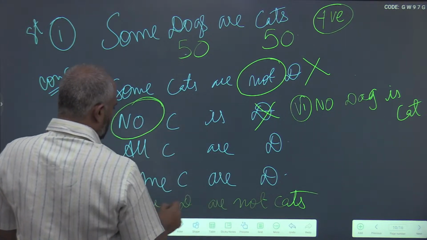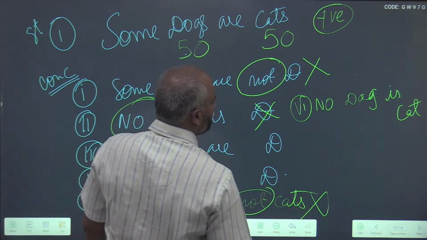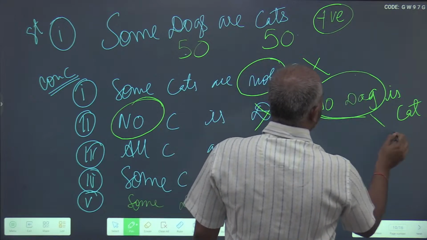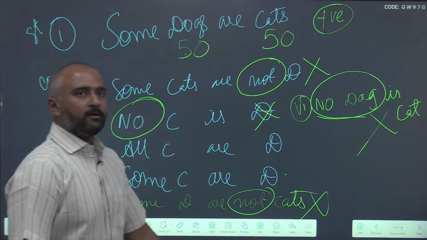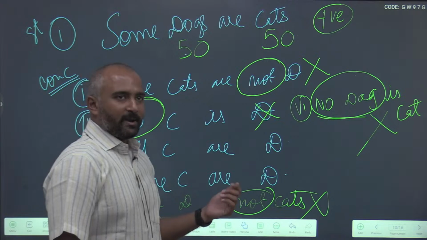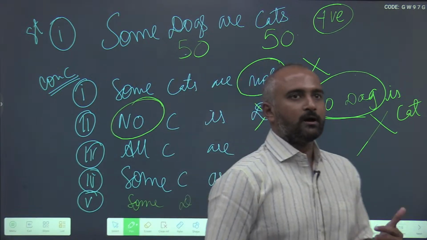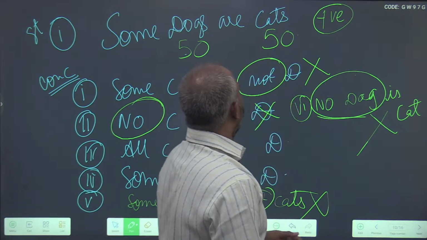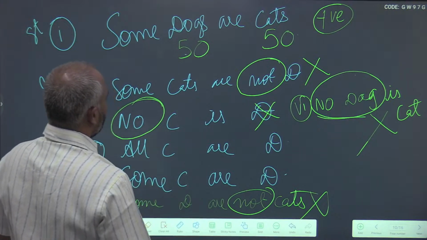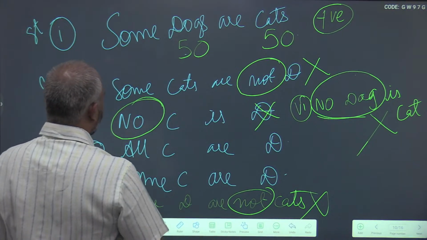Next, this is a negative statement, gone. And this is a negative statement, gone. Okay. So a positive statement will only result in a positive conclusion. Now, once this is done, go for the values.